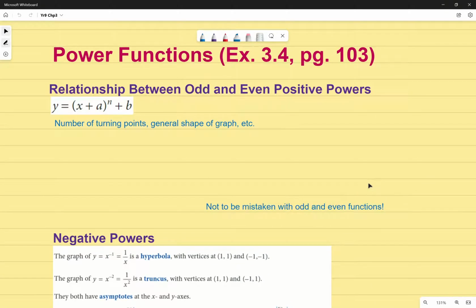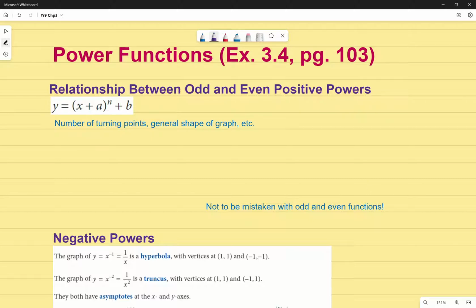Alright, let's start with our relationship between odd and even positive powers. Now, when I'm talking about our polynomials, of course, there are many different forms, right? But the ones we're focusing on for this format is specifically where we have our quote-unquote turning point form, which is this one right here. Depending on the value of n, as the power increases or decreases, it changes the number of turning points. We're keeping this format in mind.